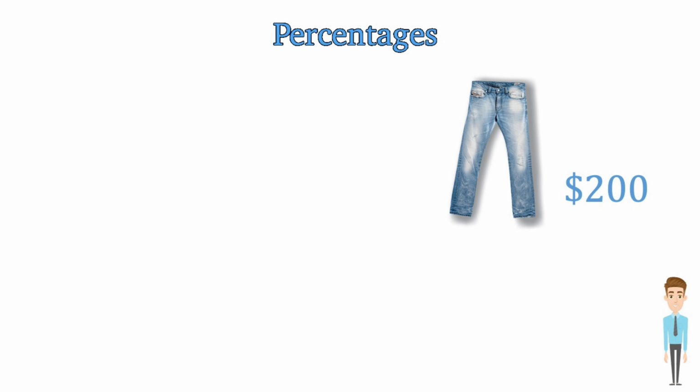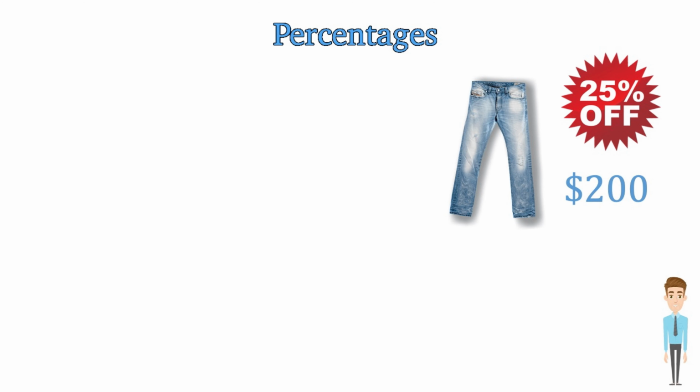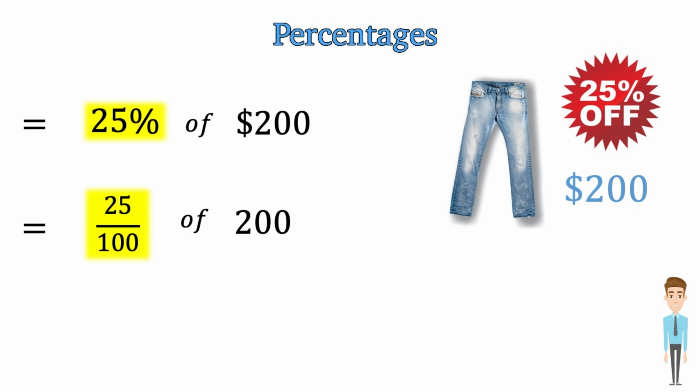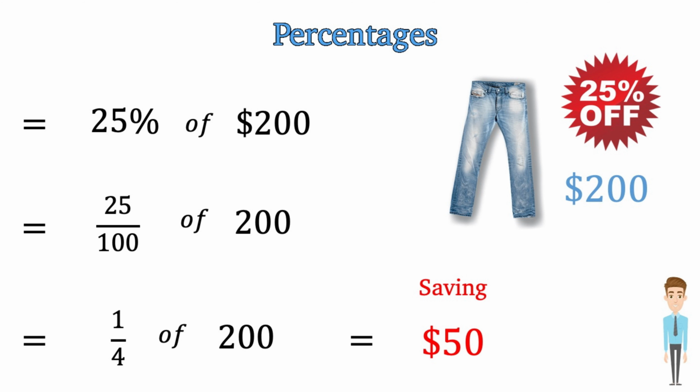For example, if you wanted to buy a brand new pair of jeans that cost $200, and you notice there is a 25% off sale. 25% is the same as 25/100, and this fraction is equivalent to 1/4. The skill of equivalent fractions easily helps us figure out how much we could save. 25% of 200, or in other words, what's 1/4 of 200? This is $50 of savings.